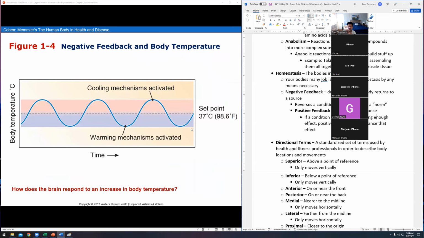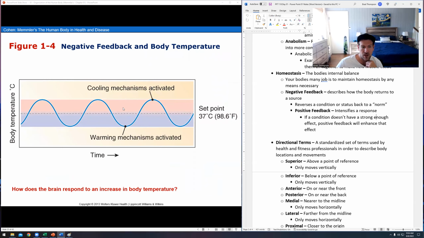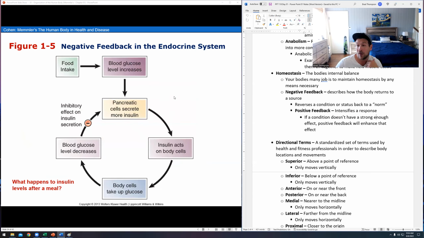Same thing is true of your body's cooling mechanisms, right? You start to get too hot, your body will start to sweat, using negative feedback to get you back to this middle line. You get too cold, your body will start to shiver and use negative feedback to get you back to this line. So negative feedback is how our body returns to a source. You bring in food, your blood sugar levels go up. Your body needs a little bit of negative feedback to get you back to regular blood sugar levels. So what does it do? It creates insulin.